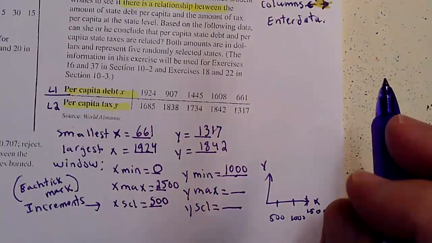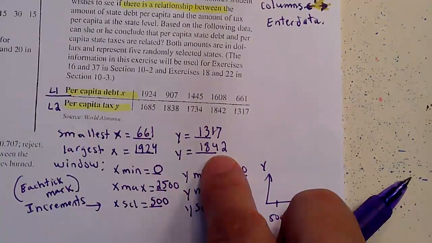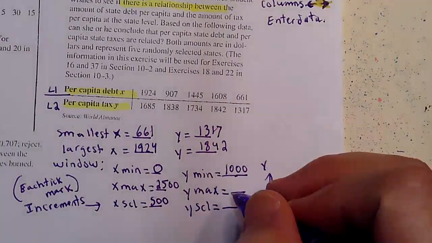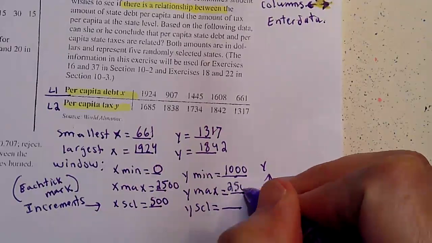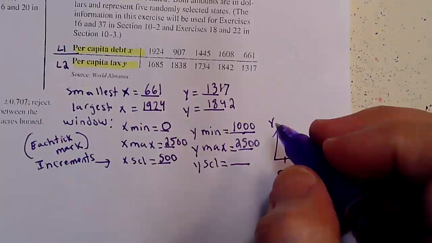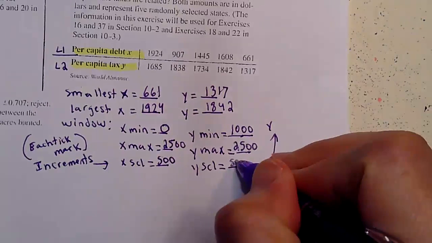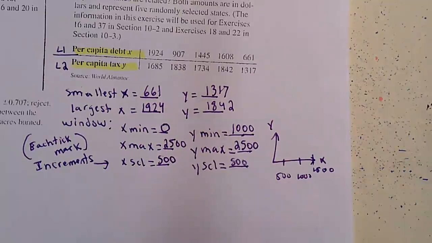The Y max, something bigger than your Y max, you have 1842. So you could do, again, like 2,500 or 2,000. I'm going to do 2,500, but 2,000 would be fine. And on the Y scale, I went ahead and did increments of 500 also. Okay. So, and that's fine.